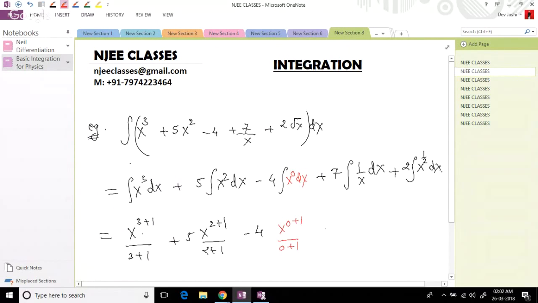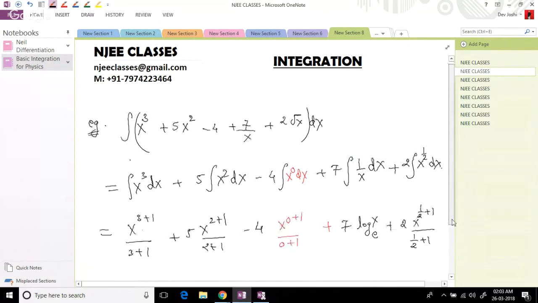Correct. Plus what we are having, 7 integral of 1 by x dx. So this is a special case whose formula is what? Log x on the base e. Correct? Plus 2 integral of x to the power 1 by 2 dx. So 2 x to the power 1 by 2 plus 1 upon 1 by 2 plus 1.